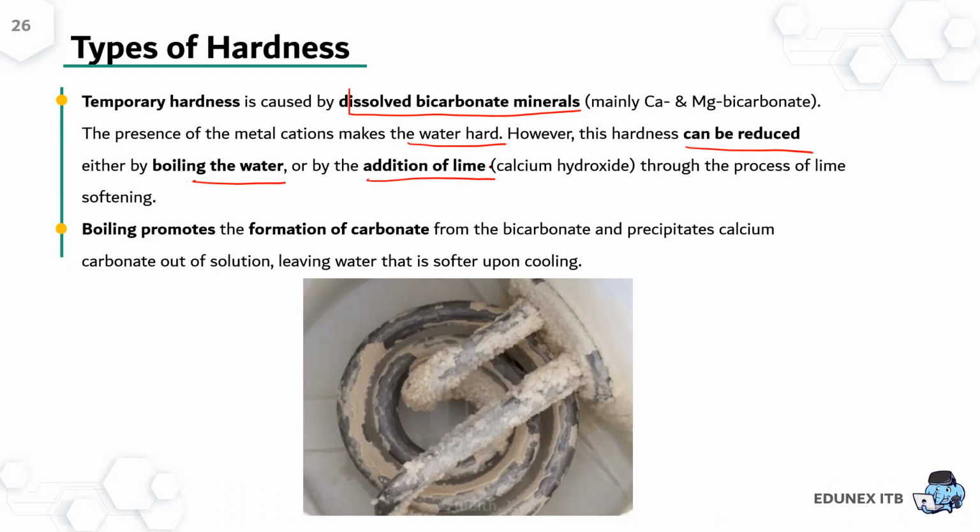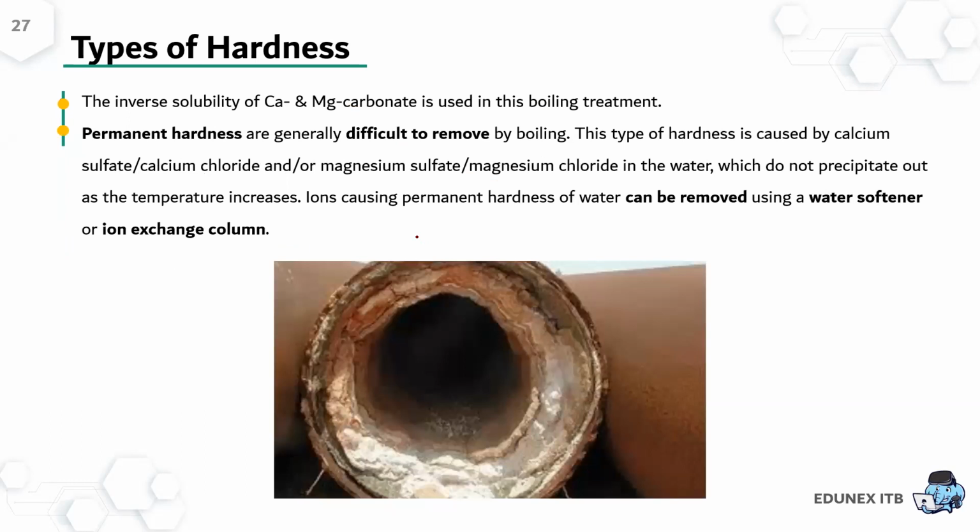In here, boiling will promote formation of carbonate from the bicarbonate and precipitate calcium carbonate out of solution, leaving the water softer upon cooling. While permanent hardness is generally difficult to remove by boiling, so we have to think of another strategy in order to prevent these problems.